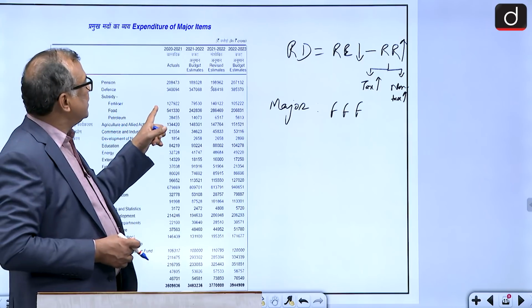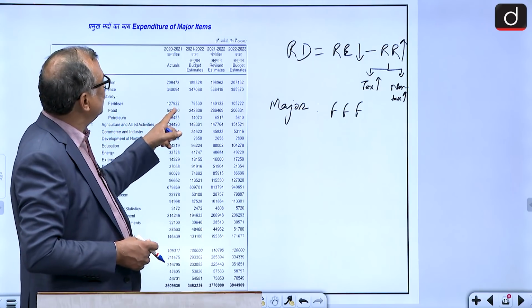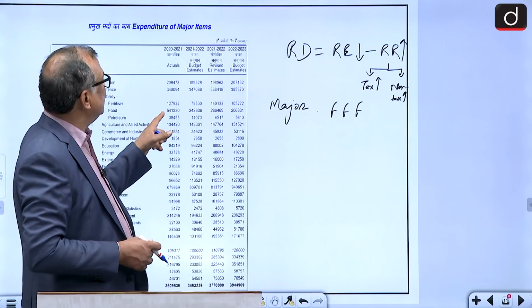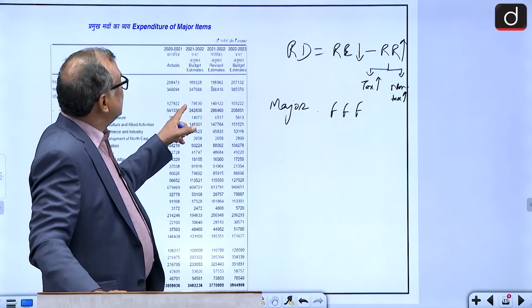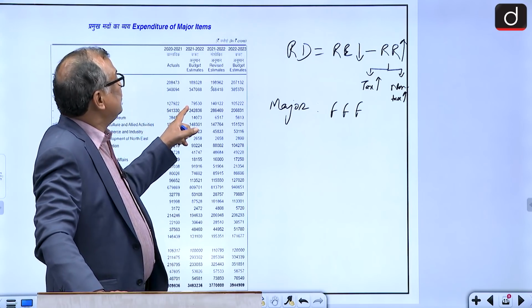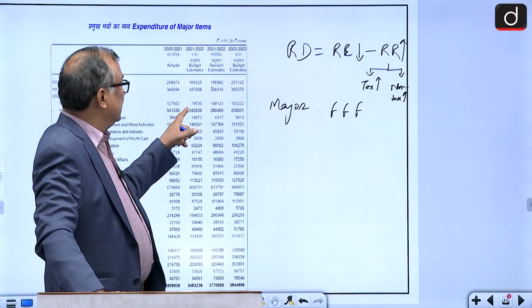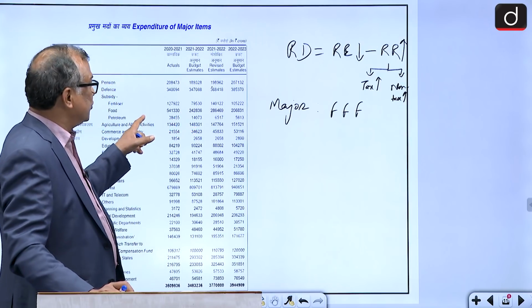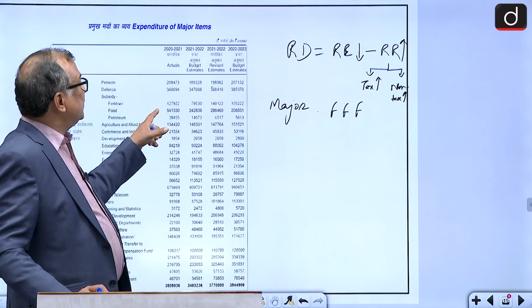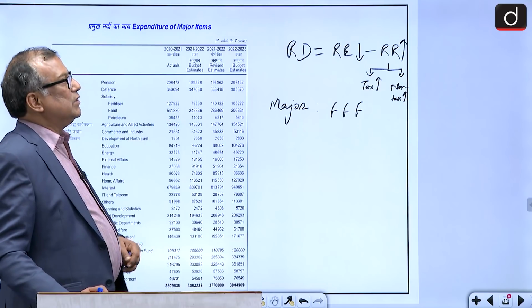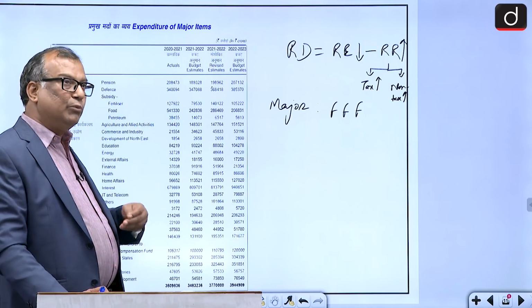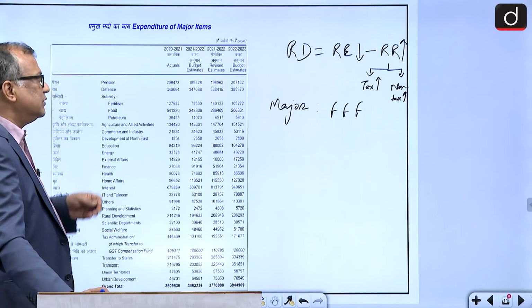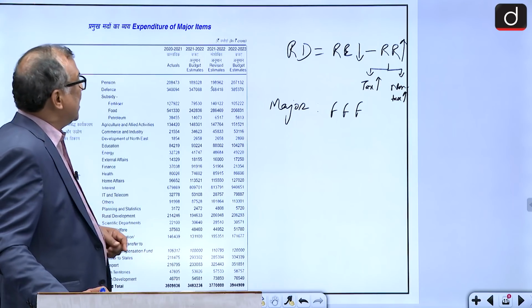Fertilizer subsidy was 1,27,922 crores in 2021. Last year it was proposed to be only 79,530 crore. There is a massive reduction, from close to 1.3 lakh crore to only 80,000 crore, a reduction of almost 50,000 crores or slightly less than 50,000 crore.